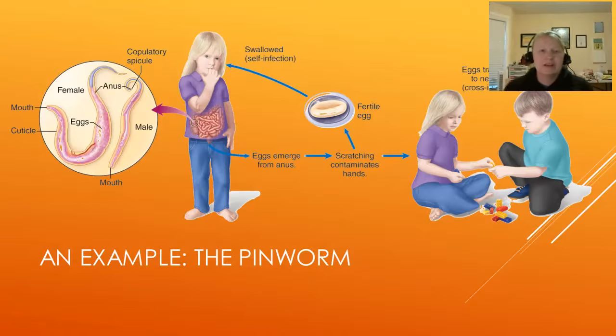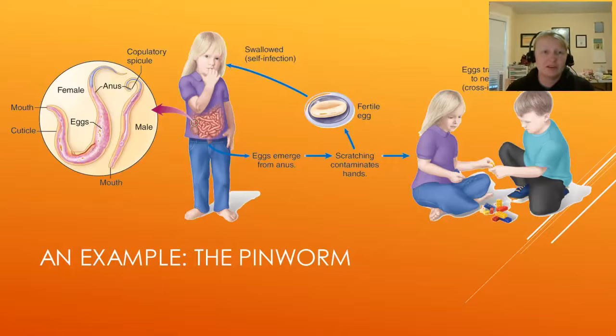So now that we've talked about the life cycle of the helminths, let's not gross ourselves out too much, but talk about how this looks in humans. And we're going to use our example of the pinworm. As you can see here, this little girl is the final host. She's the final host right now for the pinworm. And what they're doing, as you can see in this picture, is that we have the male and the female pinworms, and they're going to mate and lay eggs.